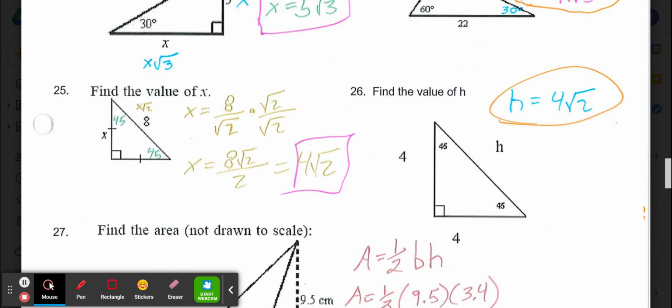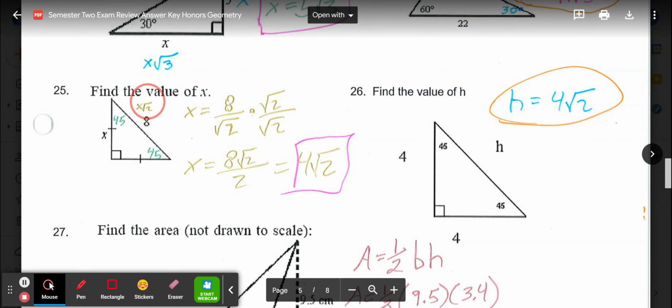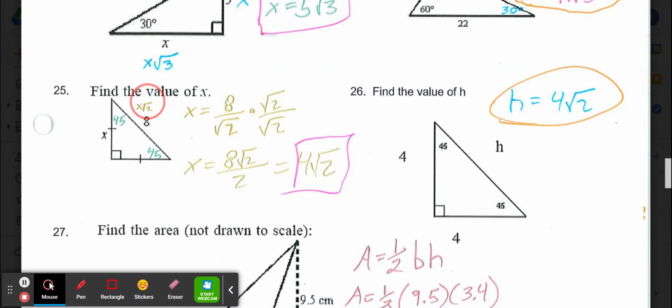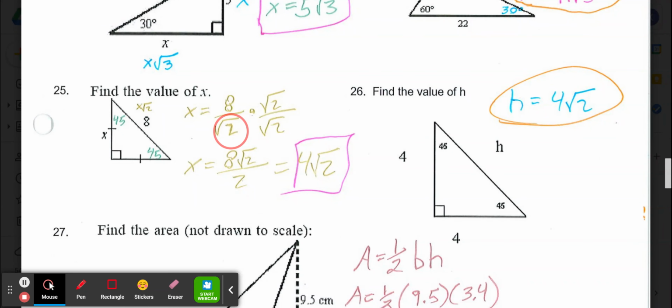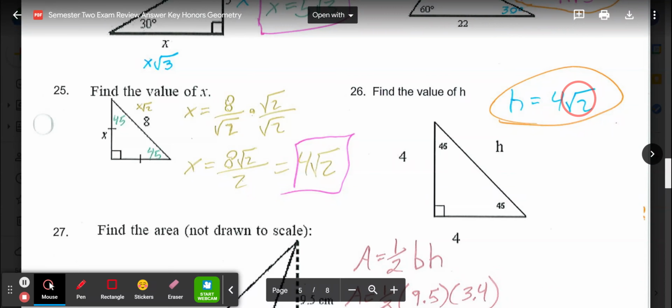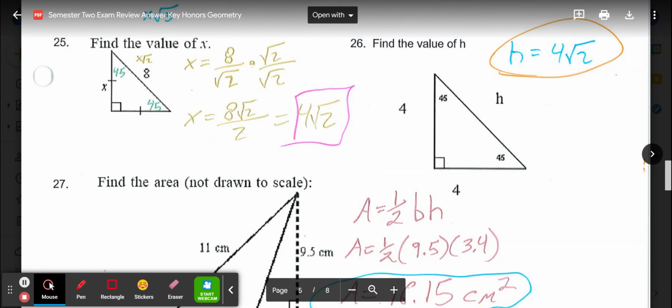In 25 and 26, we have 45, 45, 90 right triangles, so we know the two legs are the same, and the hypotenuse is the leg times the square root of 2. So in this case, our hypotenuse is 8. So to find our missing leg of x, 8 divided by square root of 2. So to simplify that, multiply top and bottom by square root of 2. So that's 8 square roots of 2 over 2, which would be 4 square roots of 2. 26, take our side length times the square root of 2 to get our hypotenuse. So simply h is 4 square roots of 2.